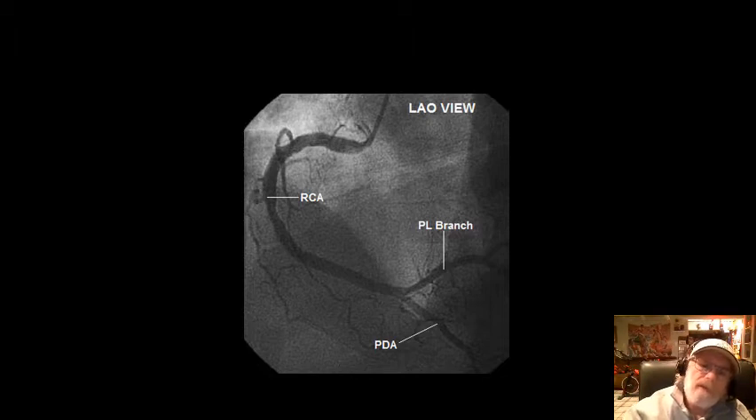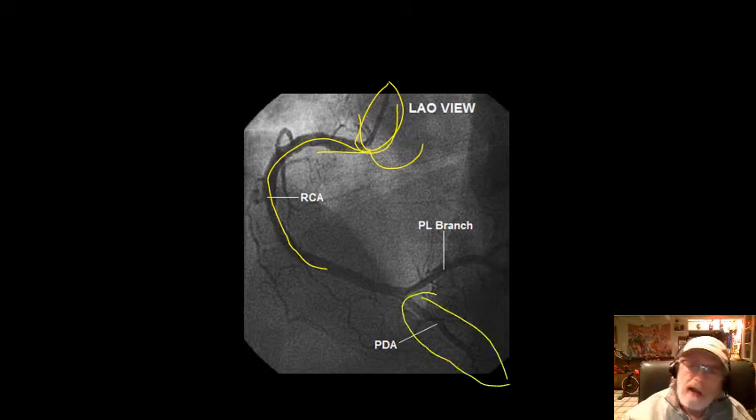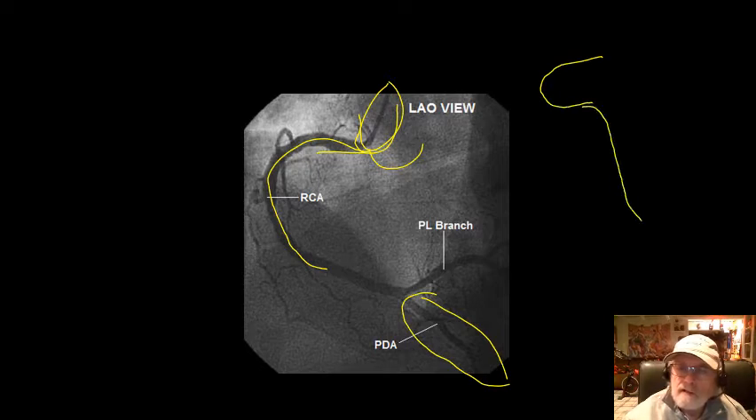Okay, what we'll see here is the right coronary artery. Here's the catheter, and this is the coronary sinus up in there. So it's filling the coronary sinus with the dye. Here's the posterior descending artery that was going down, and what happens is that the right coronary artery goes around to the back of the heart. Okay, and then gives off a branch that goes down towards the apex, and continues on.